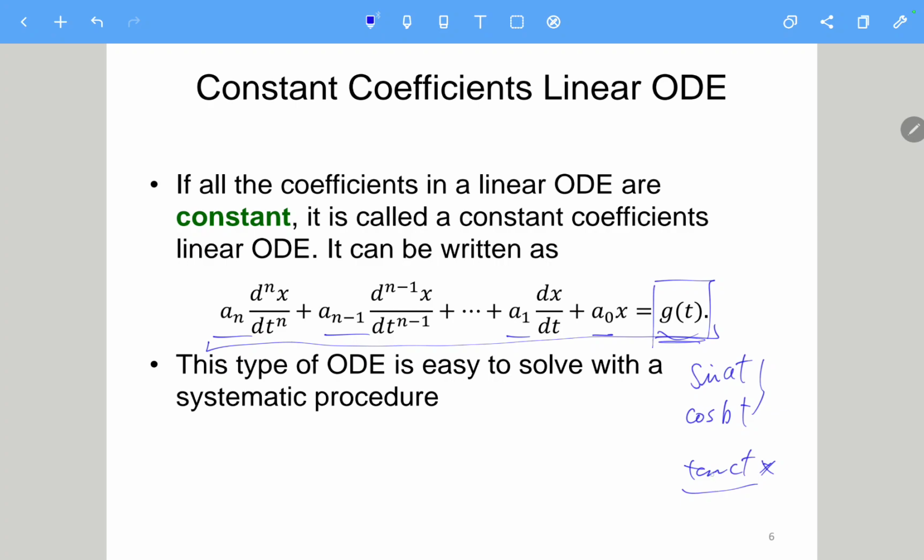But actually, in the real world, we seldom have tangent of t to solve, because when you learn trigonometry, you know tangent of t, which means tangent of pi over 2, tends to infinity. We can seldom make things go to infinity. So usually we don't really need to solve an equation with a tangent on the right hand side, because it will cause some divergence problem.